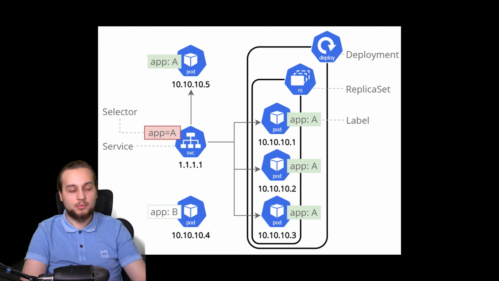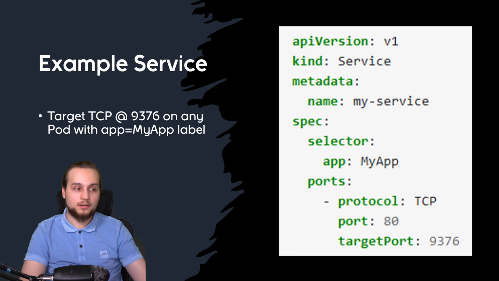So here we have an example of a service, or SVC. Here the selector of that service is app A, so it will target any pod that has the app A label, regardless of the IP. Here's the YAML example. The kind is a Service object, the name is my service. Then in the spec you see that the selector is app my app, so the service will target any pod that has the app my app label.